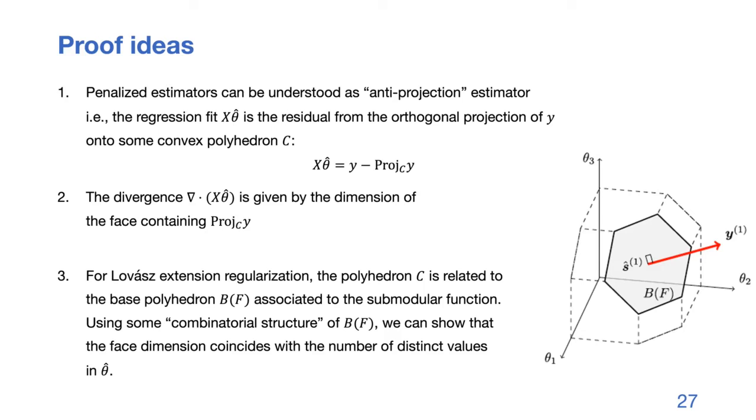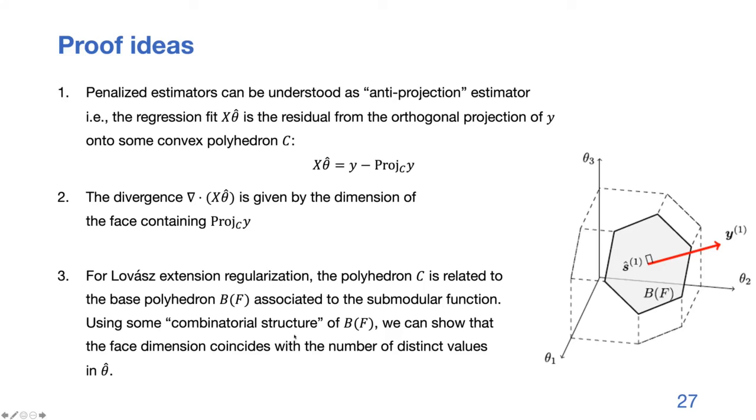And finally, we derive a simpler formula using the submodular function. For the Lovász extension regularization, the polyhedron C is related to the base polyhedron B_F associated with the submodular function. I'm not sure I have time to define this polytope. This is a very important concept in submodular analysis. Using some combinatorial structure of the base polyhedron, we can show that the face dimension coincides with the number of distinct values in the estimator.